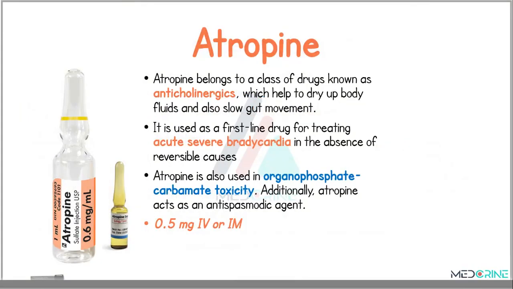Then we have atropine. Atropine belongs to a class of drugs known as anticholinergics, and they help to dry up body secretions and body fluids and also slow the gut movement. Atropine is the first-line drug in the treatment of acute severe bradycardia or low heart rate in absence of a reversible cause. Atropine is also used in organophosphate or carbamate poisoning or toxicity, and additionally, it acts as an antispasmodic agent.